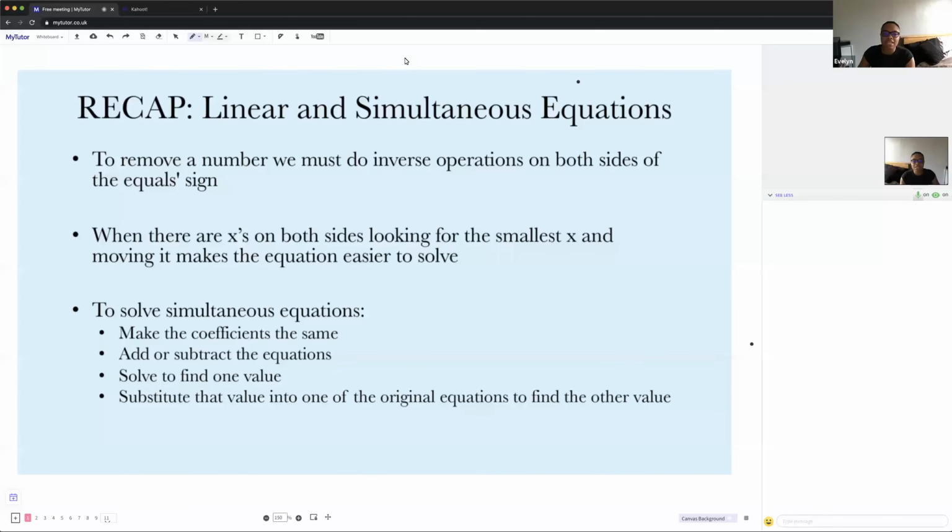So hi everyone. For any new joiners, my name is Evelyn, and this is part of the Maths GCSE Maths algebra half-term course. What we're going to start off with is going through a recap of yesterday's session on linear and simultaneous equations. And then after our recap, we're going to move on to quadratic equations and solving them. So first off, the recap.